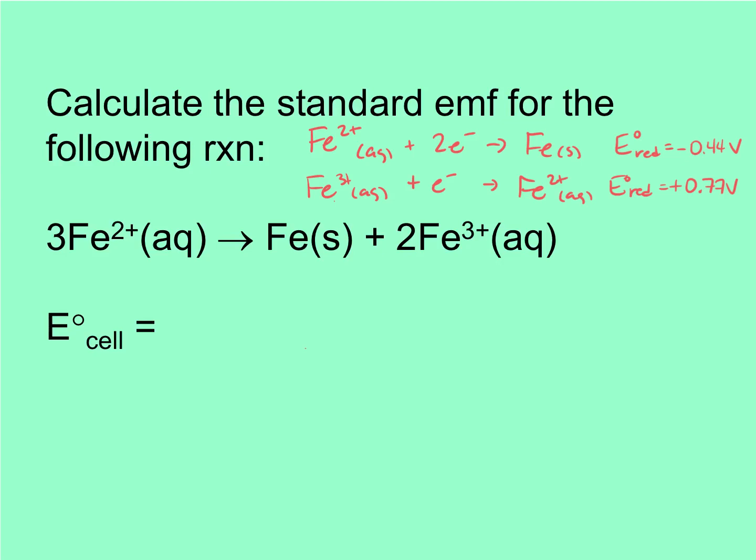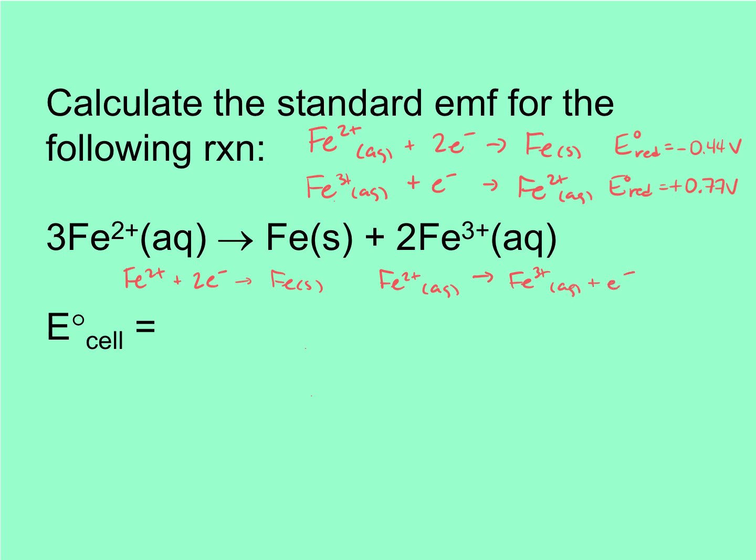So this problem is asking you to calculate the standard electromotive force for the following reaction over here. This reaction can be thought of as two half reactions: Fe2+ plus 2 electrons gives you Fe solid, but Fe2+ is also being oxidized to give you Fe3+ aqueous plus an electron. Ignore the 3 for now.